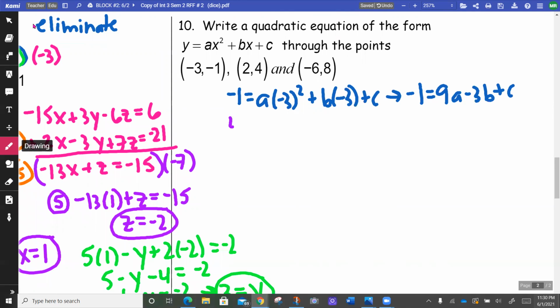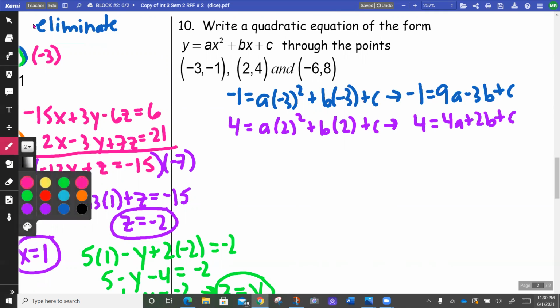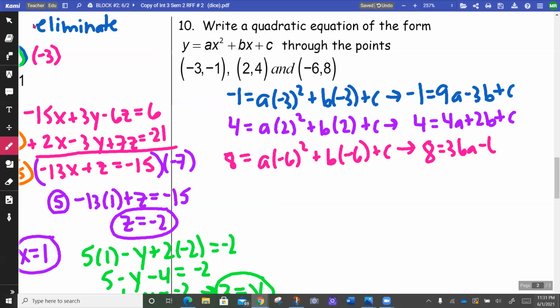If I'm doing 2, 4, 4 is equal to a times 2 squared plus b times 2 plus c. So that's going to be 4 is equal to 4a plus 2b plus c. Then for my x of -6, 8 for my y: a times -6 squared plus b times -6 plus c. So it's going to be 8 is equal to 36a minus 6b plus c.